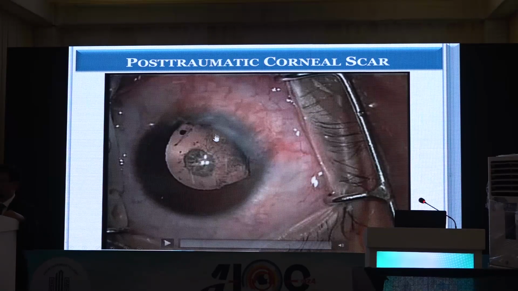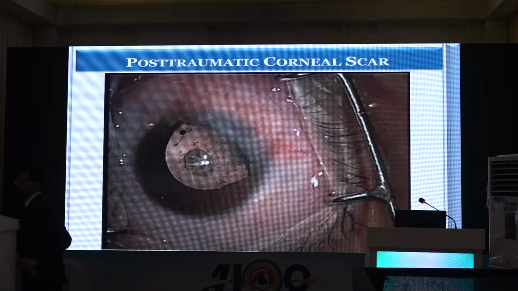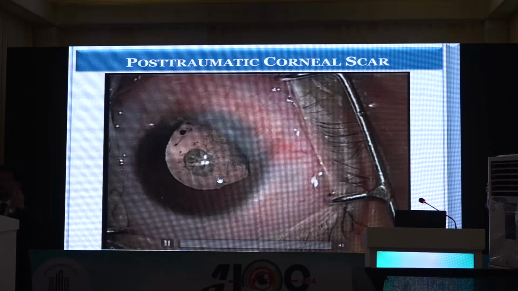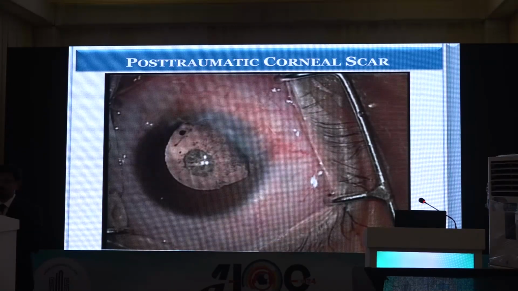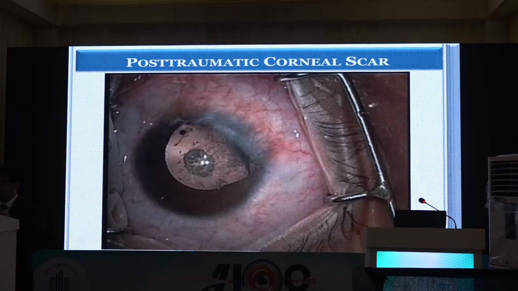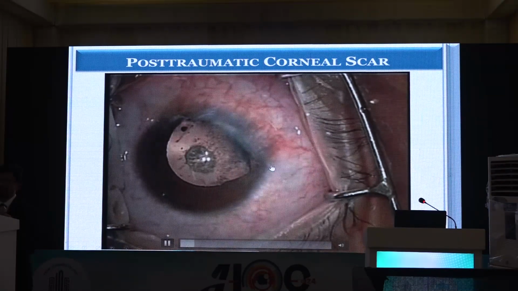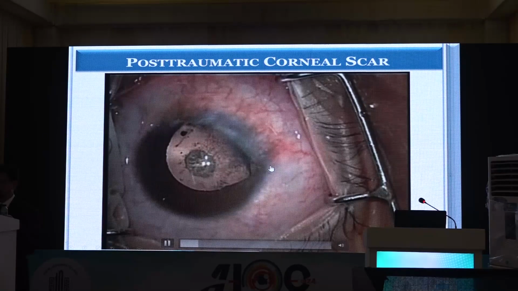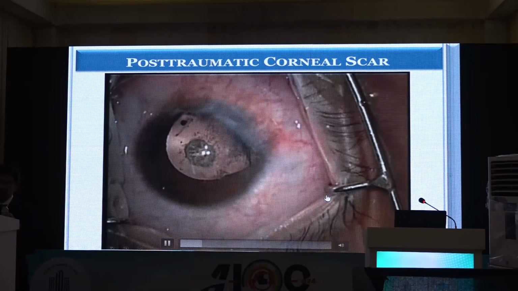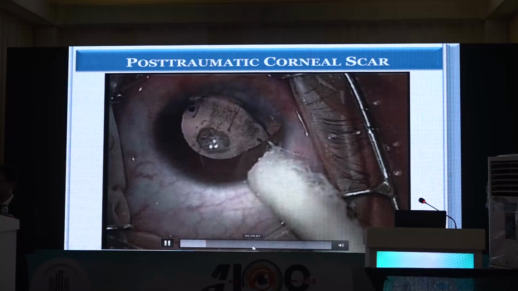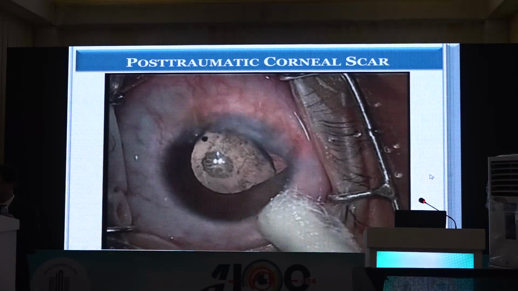Sometimes you have a scar in the peripheral cornea. If you have a scar in the central cornea, it is not advisable to put a toric IOL, because it will cause irregular astigmatism. But sometimes a scar in the peripheral cornea can have an astigmatism which can be measured in the two axes, in the two meridians, and there you can place the toric IOL.